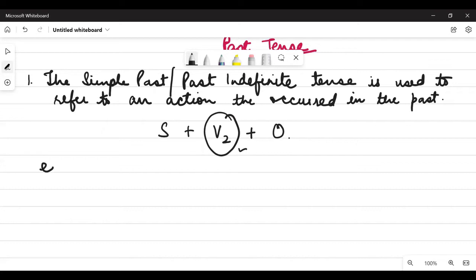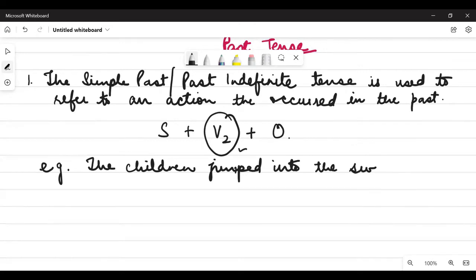Like, for example, if we say, the children jumped into the swimming pool. So when we are saying jumped into the swimming pool, it means we are talking about the past. It can be yesterday, or it is any past event, right? So that is why we have used second form of verb here. I hope it is clear.